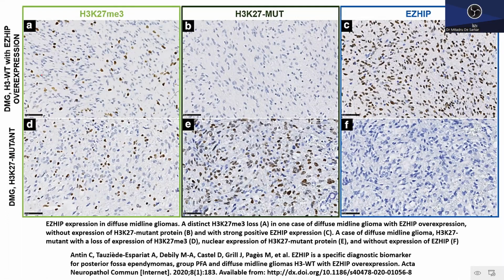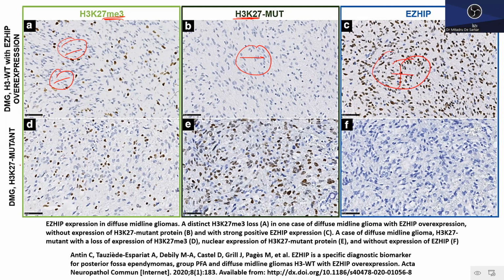The first case is a diffuse midline glioma, that is A, B, C. This first column is associated with EZHIP overexpression. So if you analyze for H3K27 trimethylated histone, you will see that your tumor cells are all negative. If you assess for the mutant H3K27M protein, you will see that the tumor cells are not showing any expression of it. However, they are showing an overexpression of EZHIP.